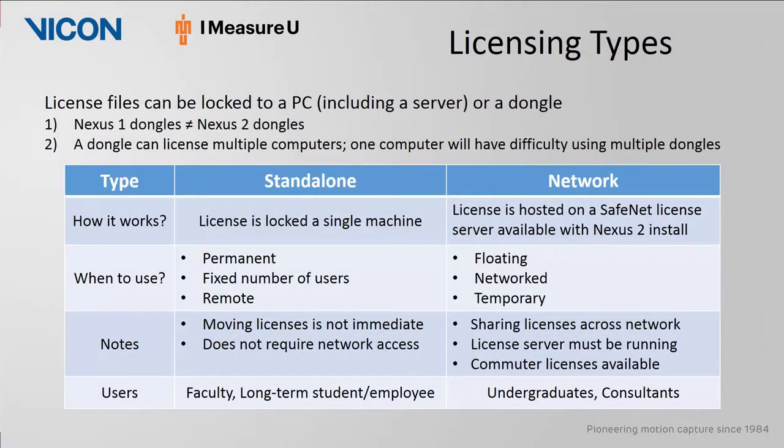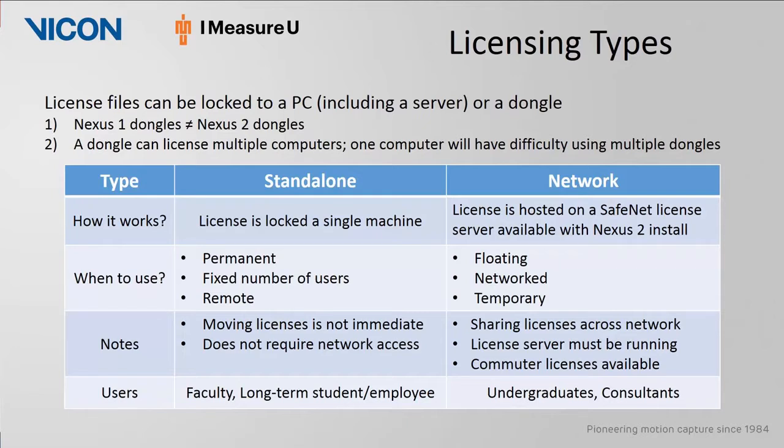License files can be locked to a PC or a dongle. Just a couple points of clarity though with regards to the dongle. First, Nexus 1 dongles cannot be used to license Nexus 2 or vice versa. Second, a dongle can license multiple computers, whereas a single computer will have difficulty using multiple dongles. This is because the license file must match with the dongle ID.